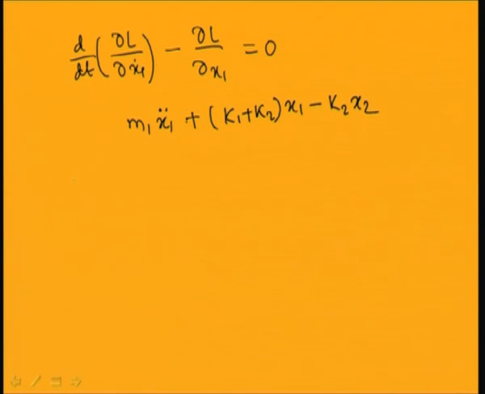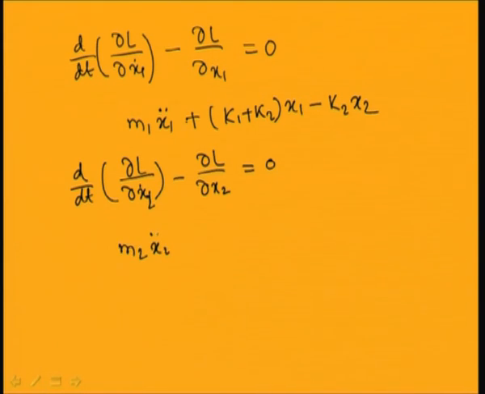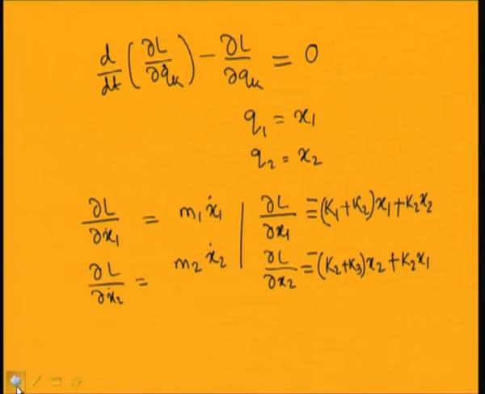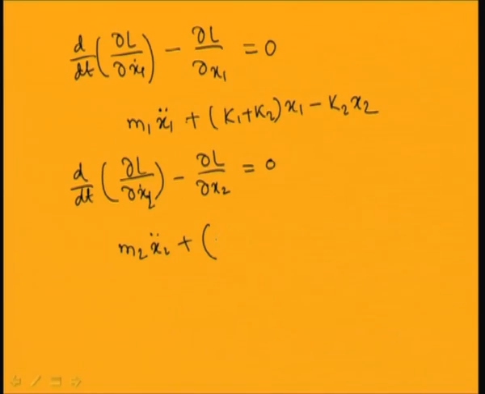For the second equation you can have d by dt of del L by del x2 dot minus del L by del x2 equal to 0. For this case it is equal to m2 x2 double dot plus (k2 plus k3) x2 minus k2 x1 equal to 0.